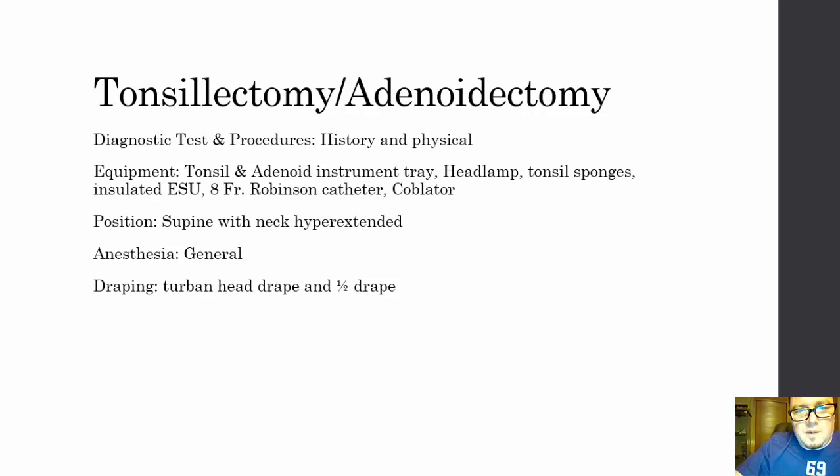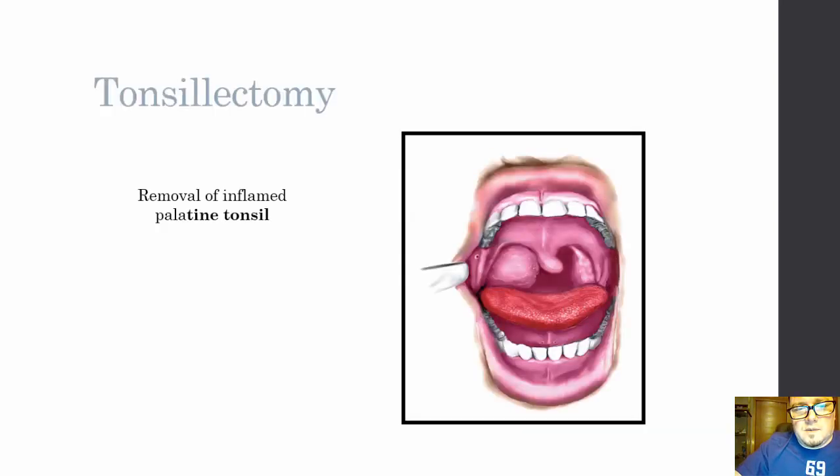Tonsillectomy, adenoidectomy. You're going to see a lot of these probably in your clinical. We're going to do that turban head drape that we practiced in lab. Nowadays, most of the time, they use coblators. Some of the old guys still do it the old-fashioned way and cut them out with a Fisher knife and that sort of thing. Neck will be hyperextended. It'll be a general anesthetic usually. Can be quite bloody sometimes. So there you can see the palatine tonsil swollen and sticking out, and that's what we need to get out of there. That's not only painful, but it's obstructive.